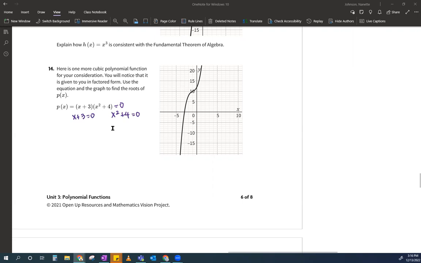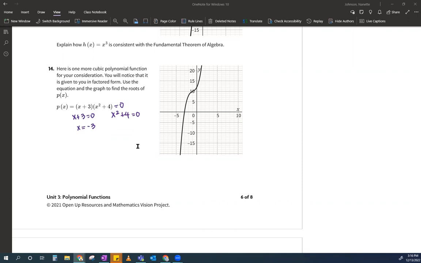So then I'm just going to solve it. This one makes sense because look, he's right there, -3. X equals -3. Absolutely. But then I want to solve this. So how do I solve this for x? What would I do first?